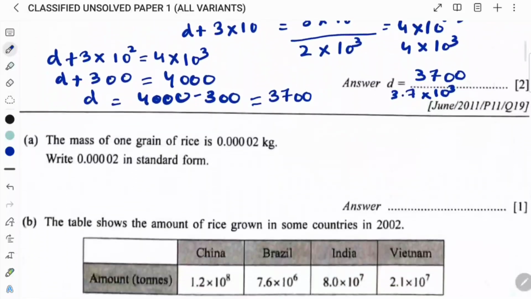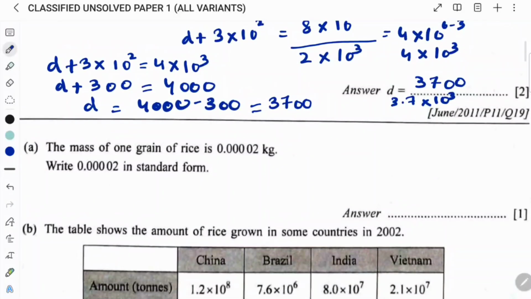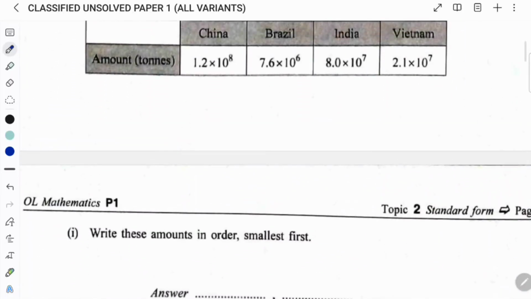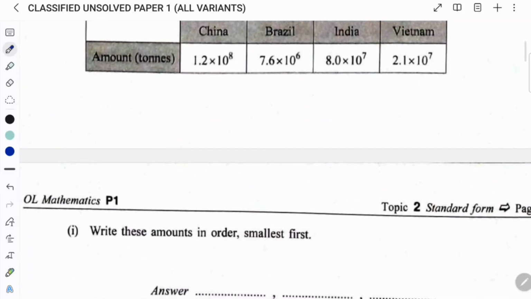Okay. Question number 5. The mass of one grain of rice is 0. And then we have 1, 2, 3, 4. Fifth number we have 2. So 2.0 into 10 to the power minus 5. Okay. In part B of the question, write these amounts in order starting with the smallest.